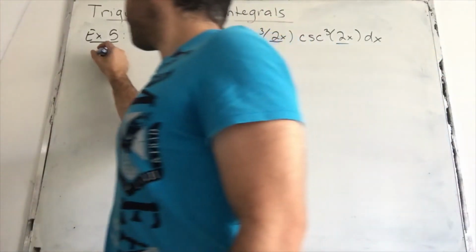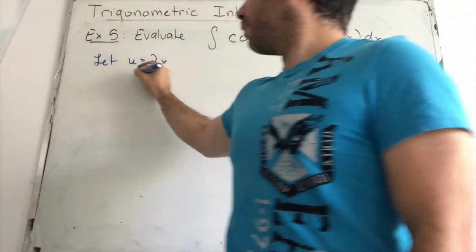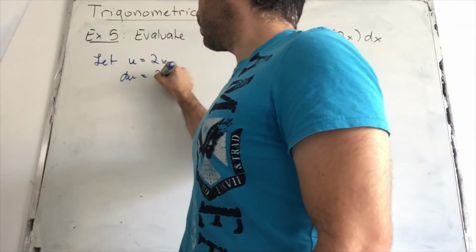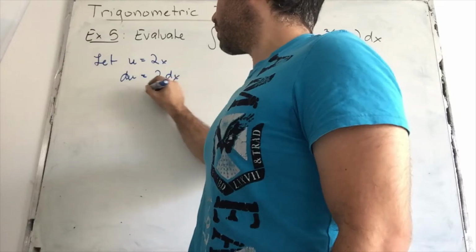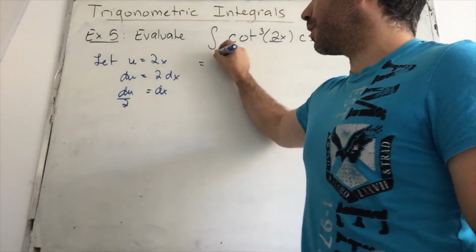So let u equal 2x. We take our derivative, du equals 2 dx. Solving for dx, we divide by 2 on both sides. And that's the first thing I'm going to do.